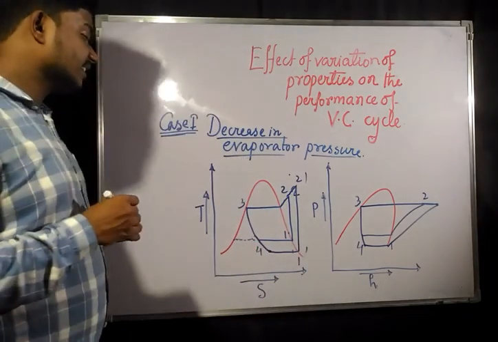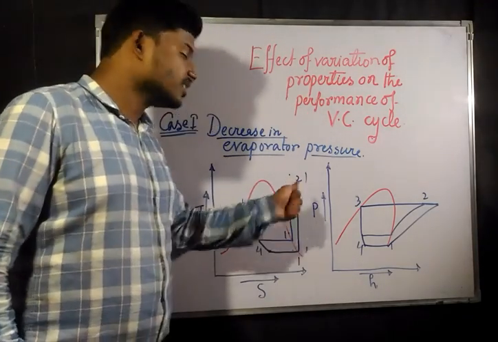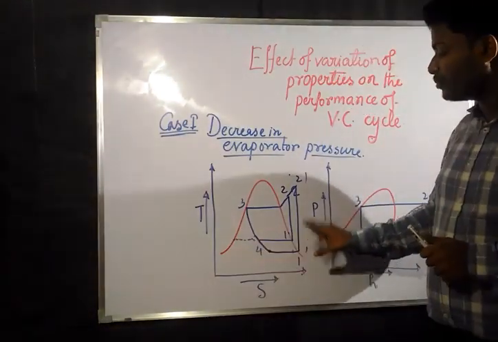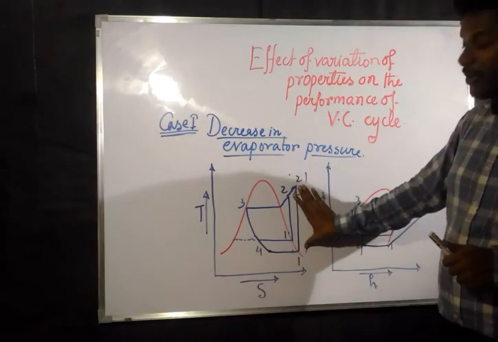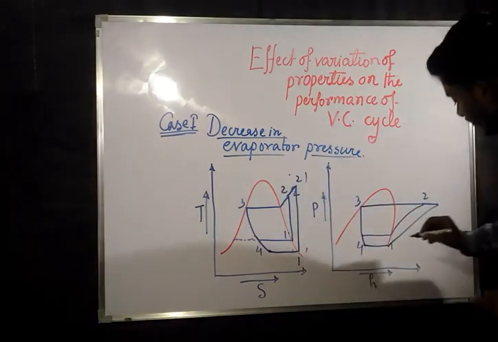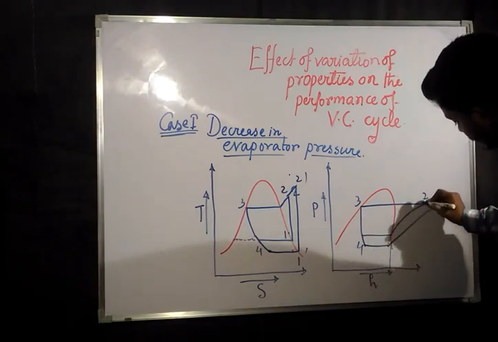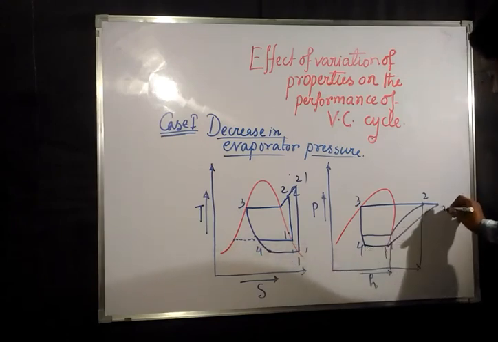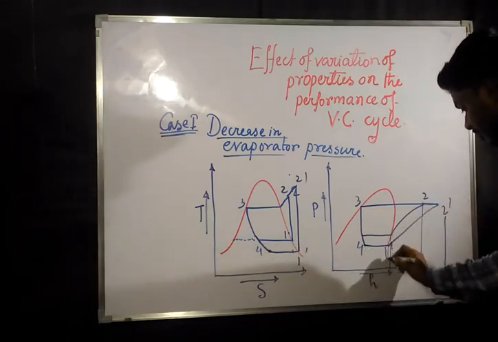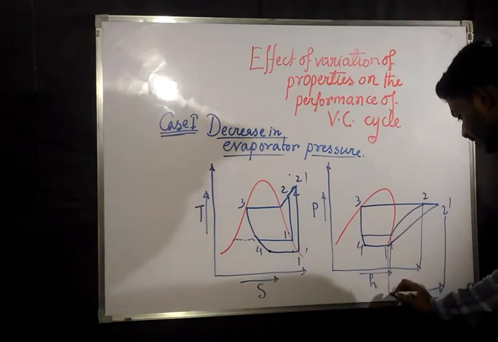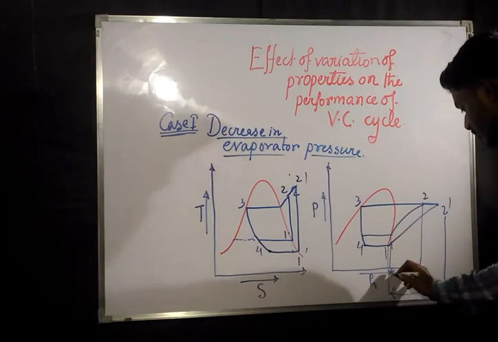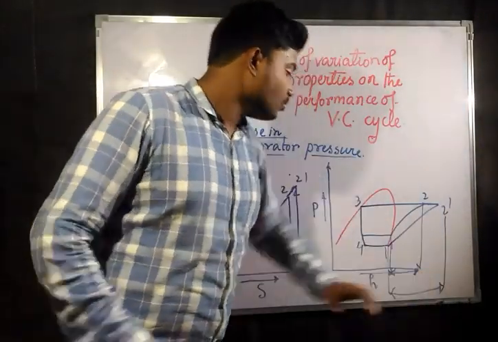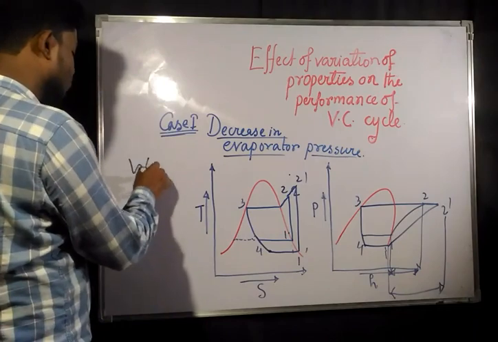Seeing this, from 1 dash to 2 dash is going to be our new work consumed by the compressor, or you can say work input. That means the work input by the compressor is now going to increase. Previously it was 2 minus 1. Now it has gone from 1 dash to 2 dash. This is going to be the enthalpy difference now. Previously the enthalpy difference was only this much. From the diagram we are seeing that the work input is going to increase now.